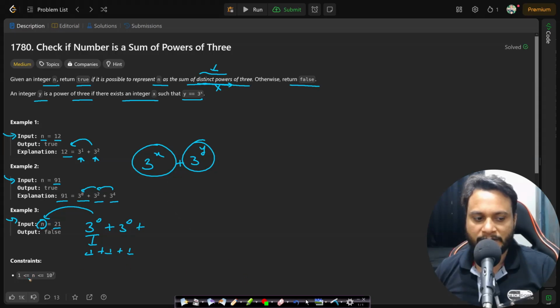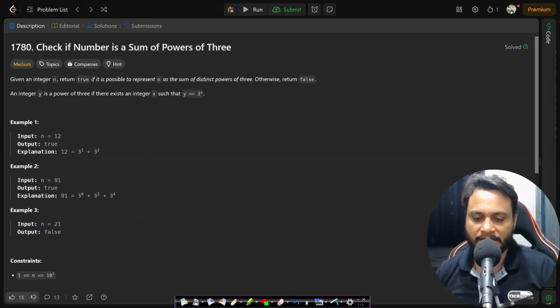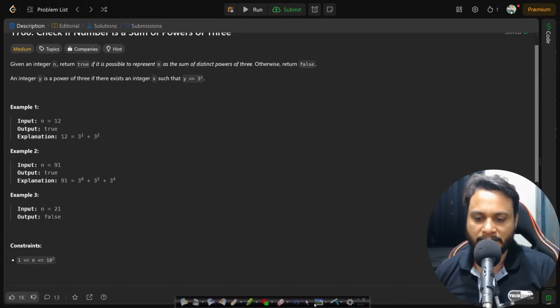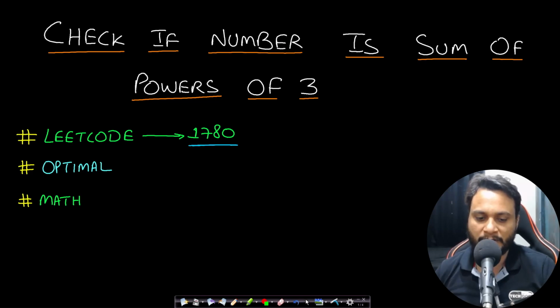Now if you look at the constraint, it says that n ranges from 1 to 10 to the power of 7. So in the base 10 number system, you know that it is not more than 8 digits. So it is fitting inside our integer range, isn't it? So let's look at some observations which will help us solve this problem.